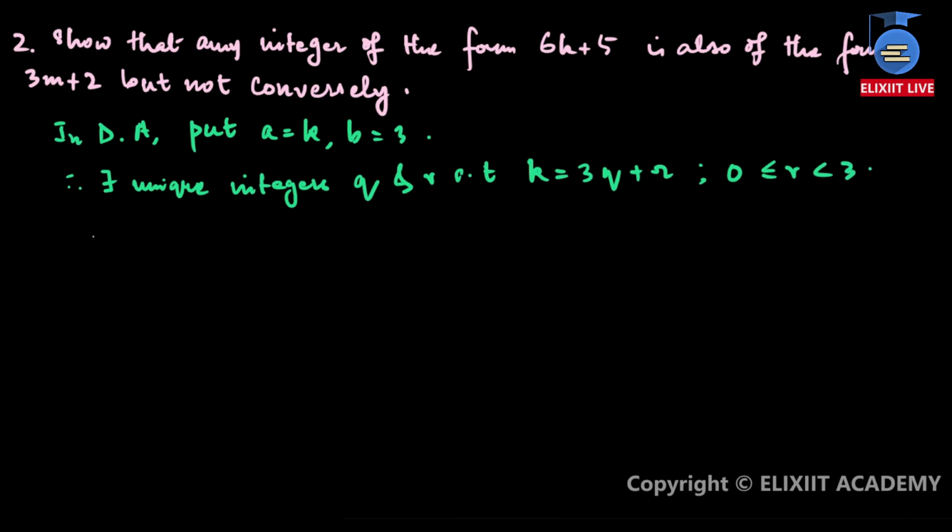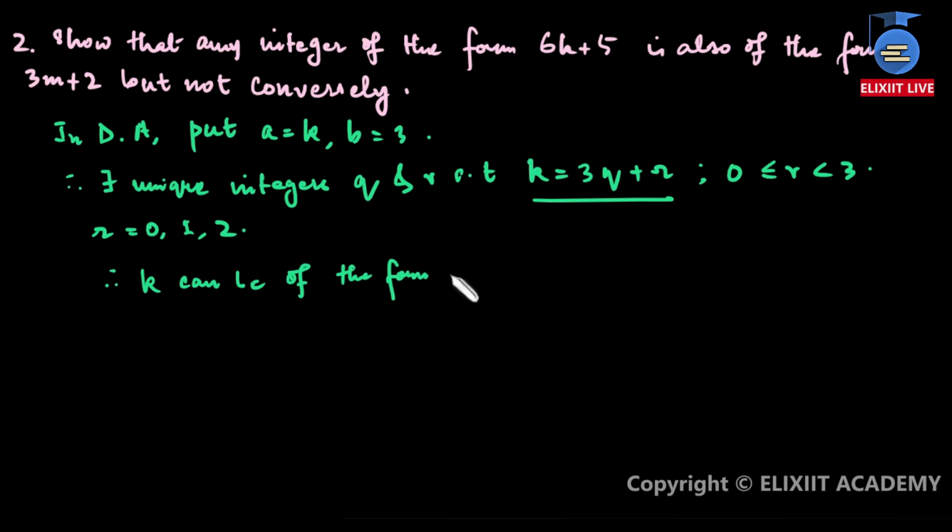So what are the possible values of R, the remainder basically? R can be 0, 1 or 2. Which means that this particular k can be of the form 3q, 3q plus 1 or 3q plus 2. So now just simply take and simply prove this thing, nothing else. Simply just prove this thing, whatever you have.